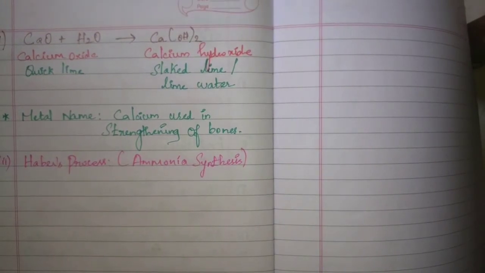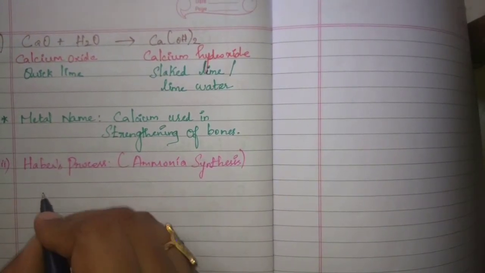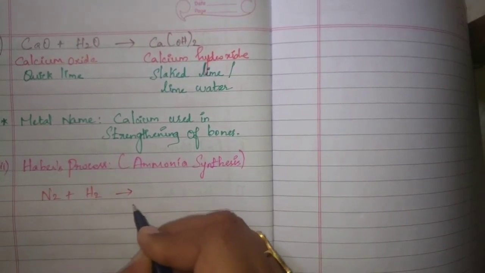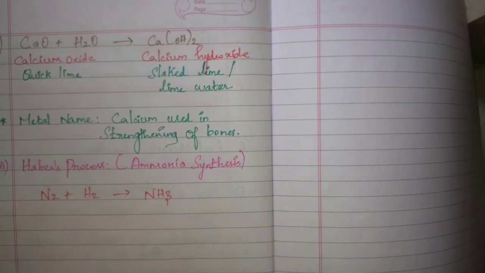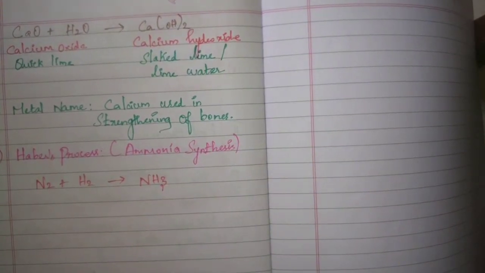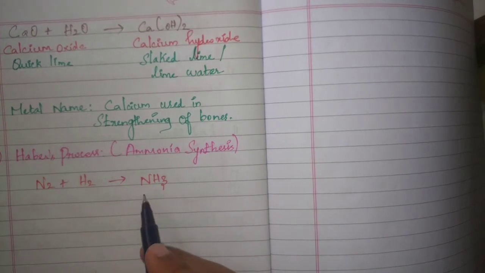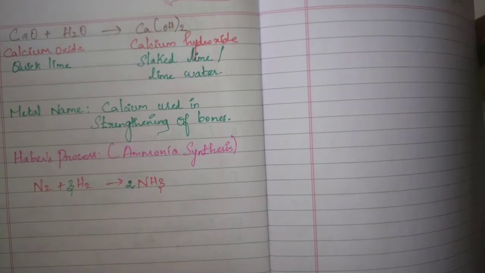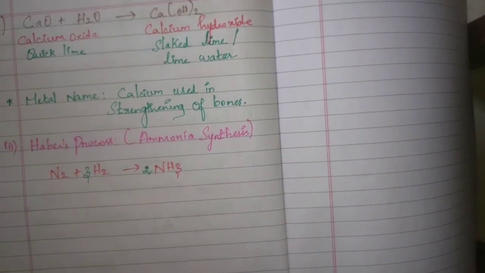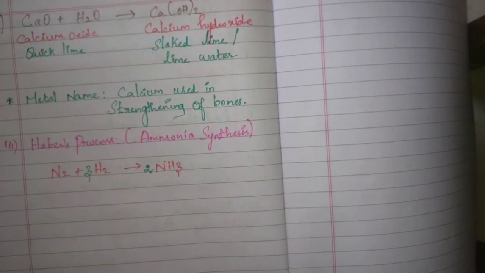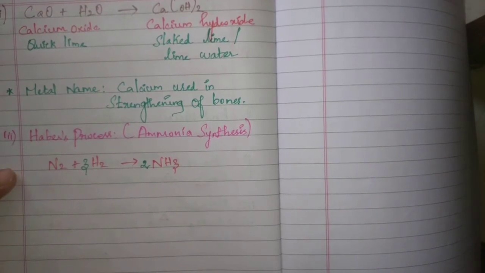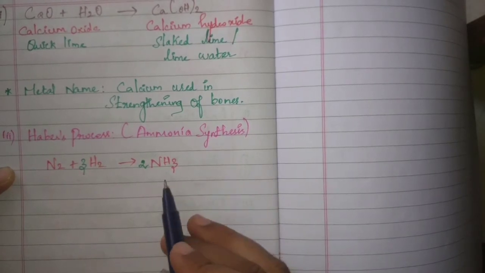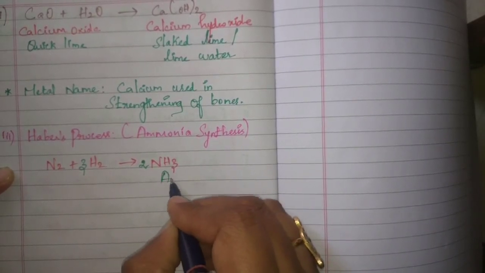So the equation is nitrogen plus hydrogen gives ammonia. Ammonia formula is NH3. You have to balance this equation. So here 2 nitrogen, 2 ammonia, now hydrogen becomes 6. So this reaction is an example for combination reaction. One question they may ask: what type of reaction is this? Combination reaction. And what is the name of the reaction? Haber process. What is the product formed here? Ammonia.